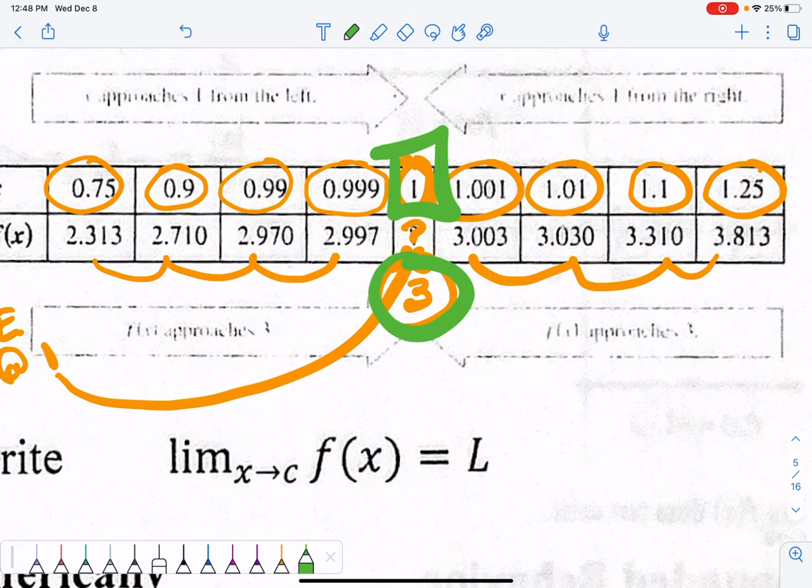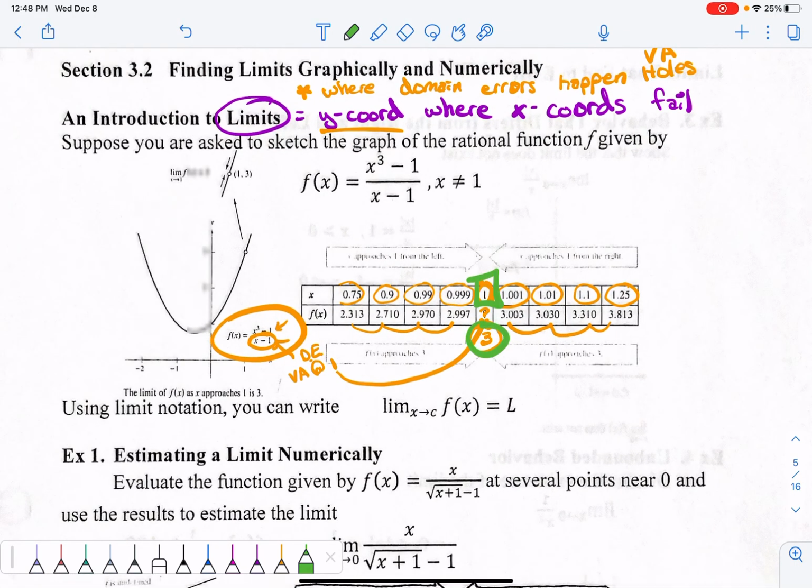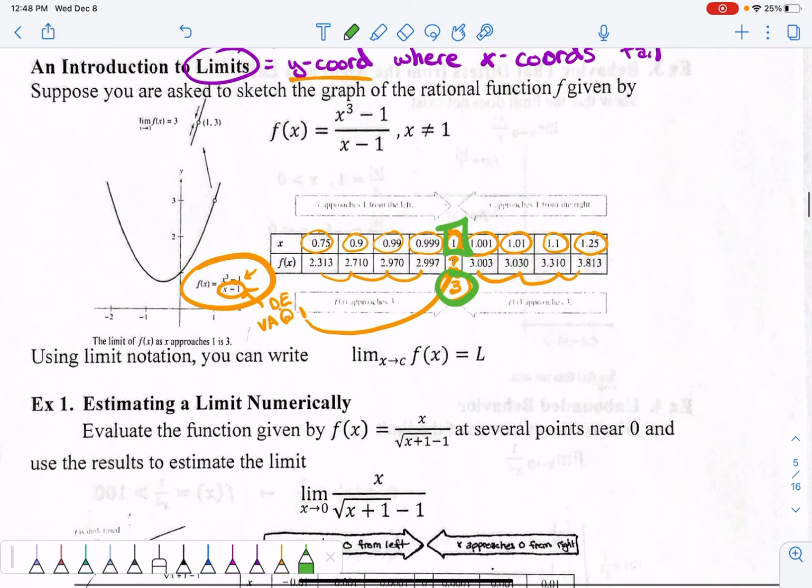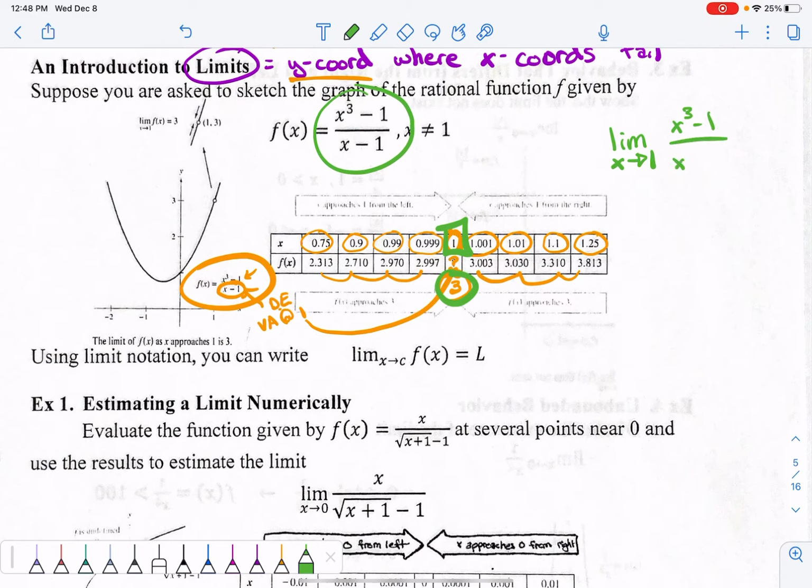It's limiting in on either side. It's coming in on either side, and it's figuring out what that y-coordinate would be if it did exist, okay? So what we're finding here is, it says, suppose you are asked to sketch the graph of the rational function f given by this thing. Use limit notation. What they will ask you to do is find the limit as x goes toward 1 of this function, x cubed minus 1 over x minus 1.